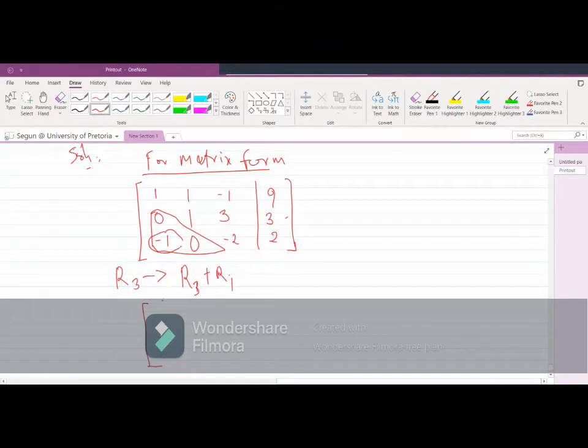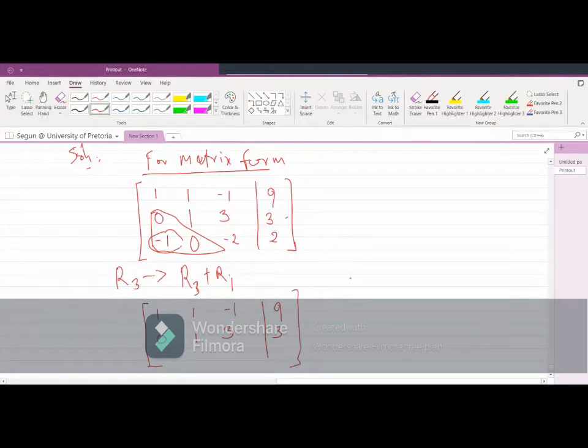So row 1 will remain its identity: 1, 1, -1. Row 2 will also remain its identity, because we didn't mention row 2 there. We are only working on row 3 first. Now for row 3, how do we solve row 3?